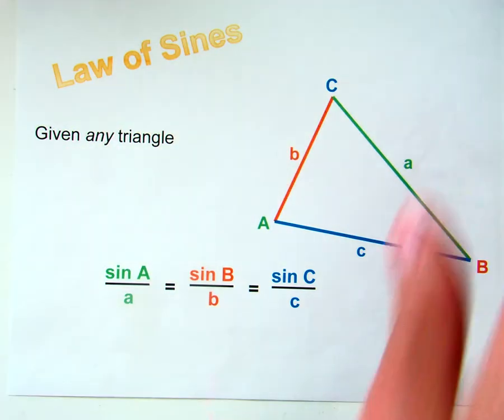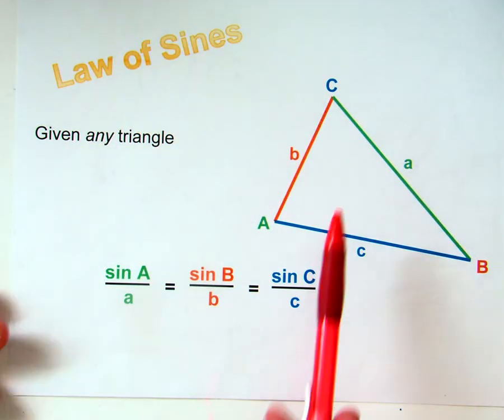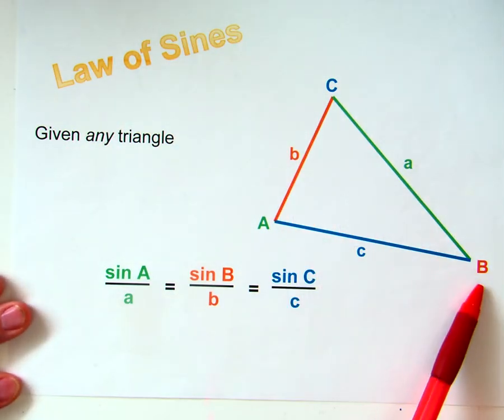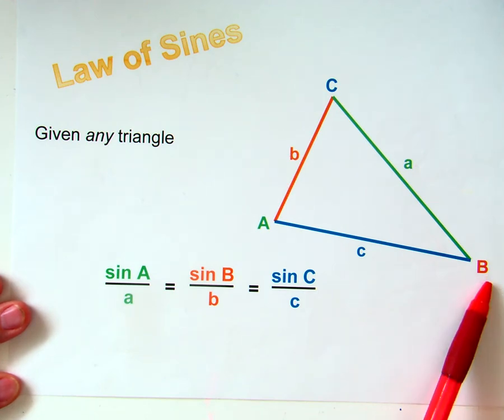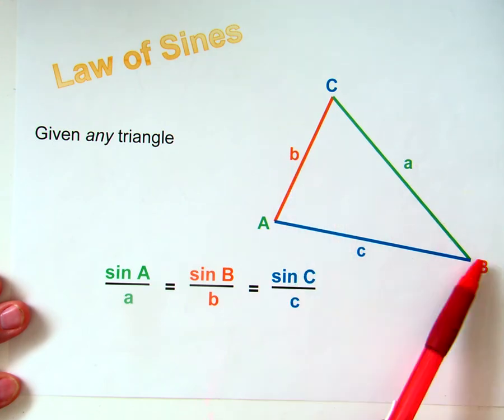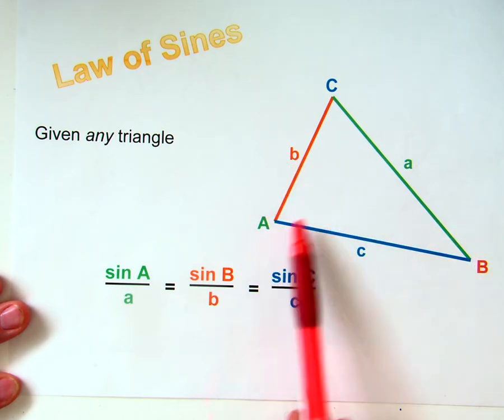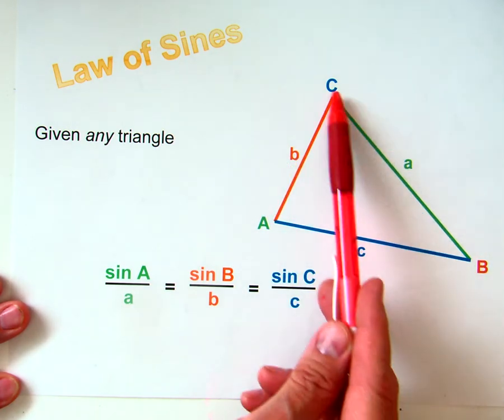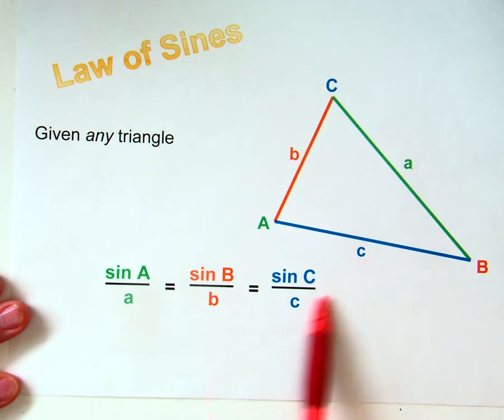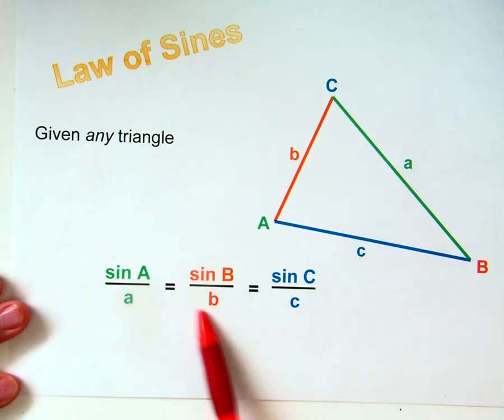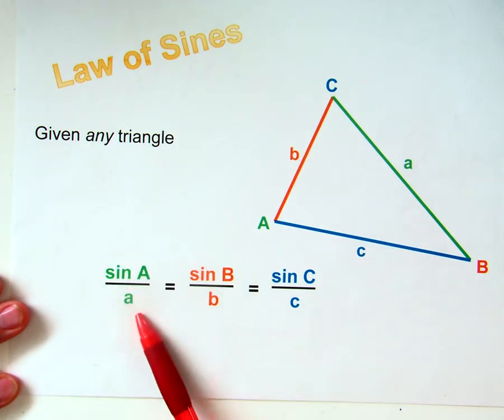Now, something about this, let's remember that the triangle is labeled in the traditional fashion, and that is that angle B is opposite side B, big B, little b. Angle A is opposite to side A. Angle C is opposite to side C. So each one of these represents an angle and its opposite side.